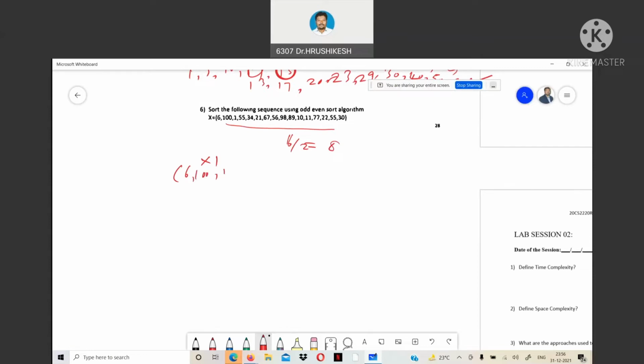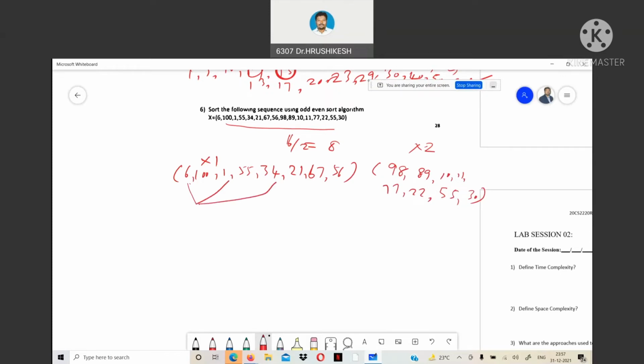So 6, 100, 1, 55, 34, 21, 67, 56. These are the first 8 elements. The remaining is x2, that also has 8 elements: 89, 10, 11, and the remaining elements 77, 22, 25, 30.